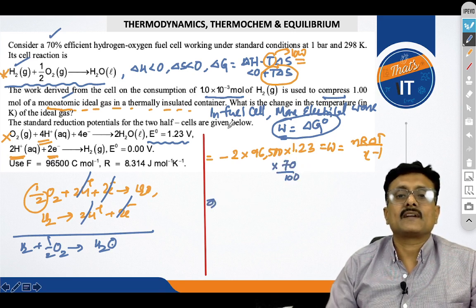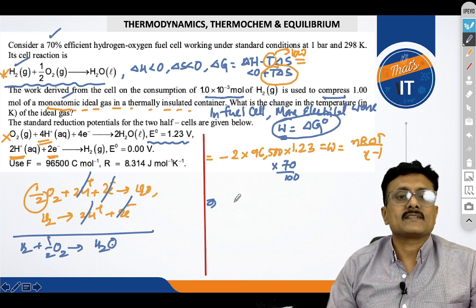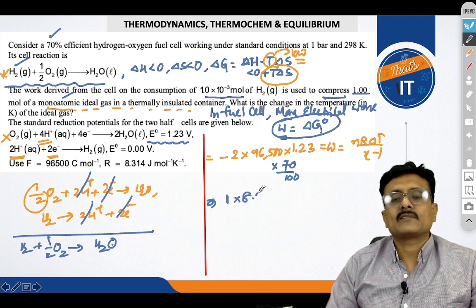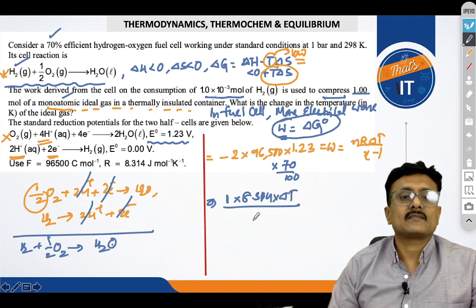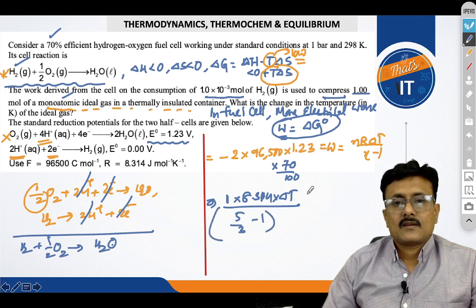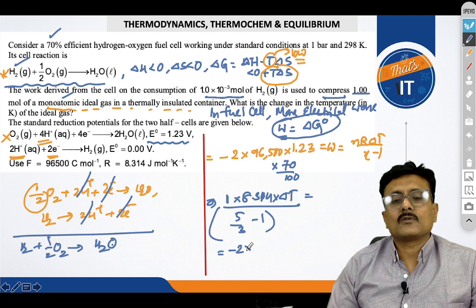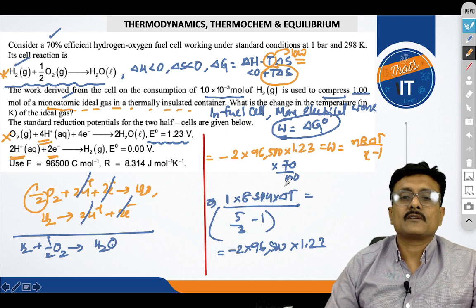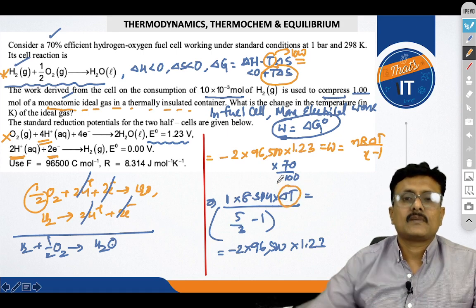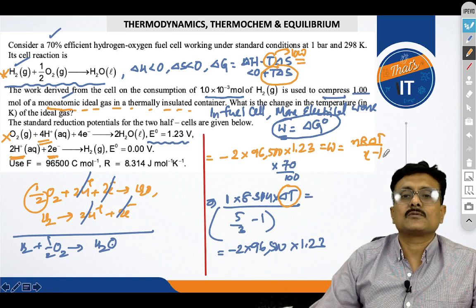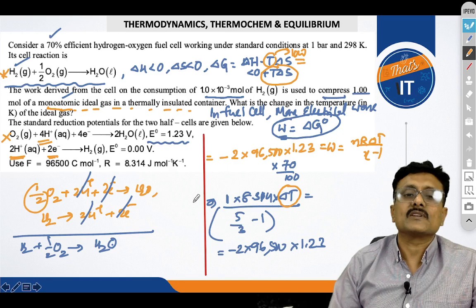So n of that particular gas is taken as how much? How many moles of the ideal gas? 1 into 8.314 into the temperature change you need to find out, and for a monoatomic gas the gamma value is 5/3, minus 1, is equal to this whole value. Alright. So from here you need to find the value of delta T. This question has got nothing to do with the other information which is provided, only to confuse you.